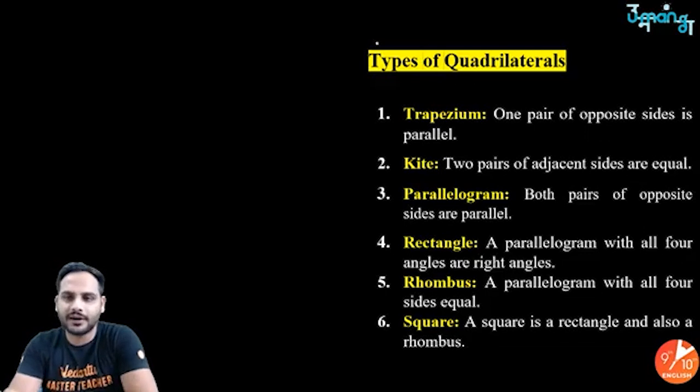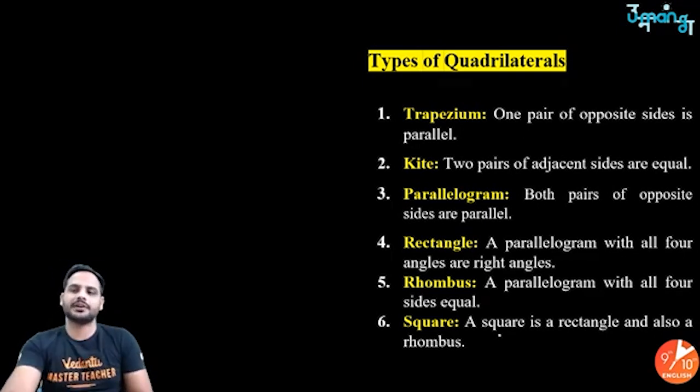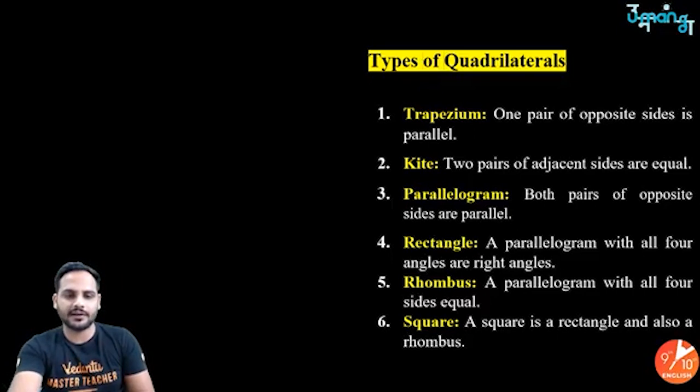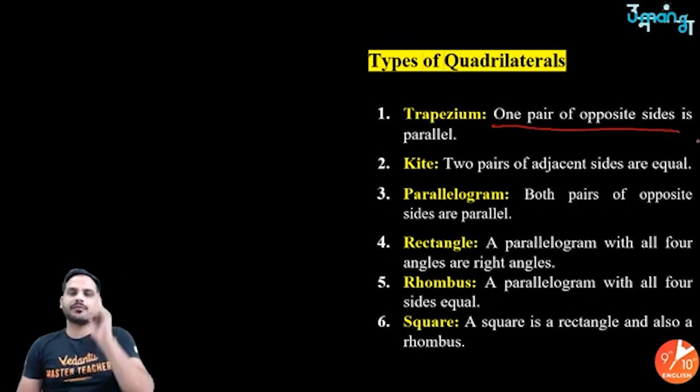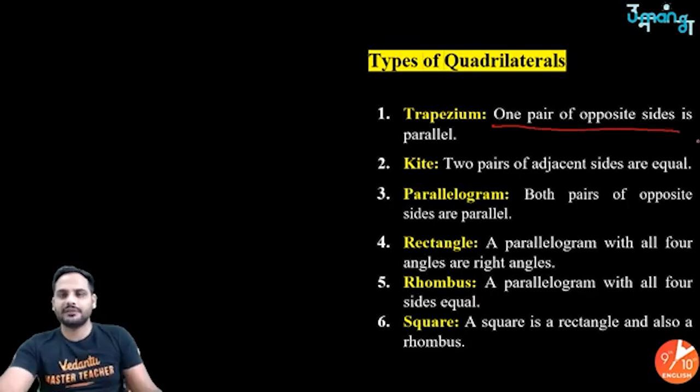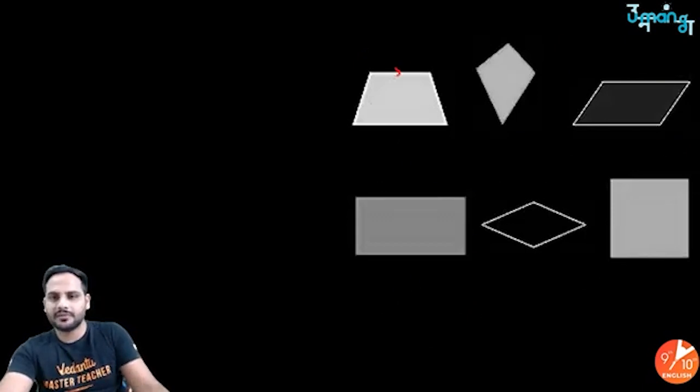Next part is types of quadrilateral. So we'll be talking about the special quadrilaterals. In these special quadrilaterals, we have trapezium, kite, parallelogram, rectangle, rhombus and square. So what is a trapezium? A trapezium is a quadrilateral. Just focus on the definition carefully, in which one pair of opposite sides are parallel. One pair of opposite sides will be parallel. For example, this is your trapezium in which this side and this side are parallel. Got it? So this will be called a trapezium.